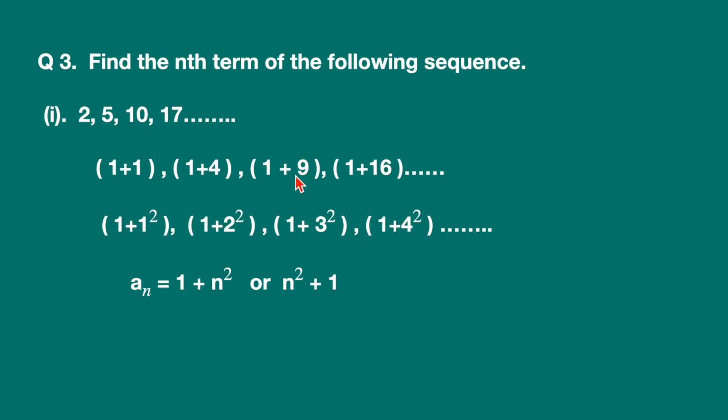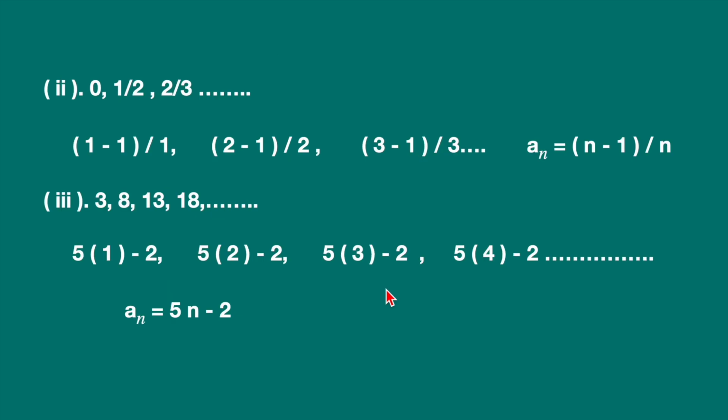4 we can write as 2 square. 9 we can write as 3 square. 16 as 4 square. So here let's write down 1 plus 1 square, 1 plus 2 square, 1 plus 3 square, 1 plus 4 square. So the nth general term will be 1 plus n square. That's all. Or n square plus 1. Either way it is correct.